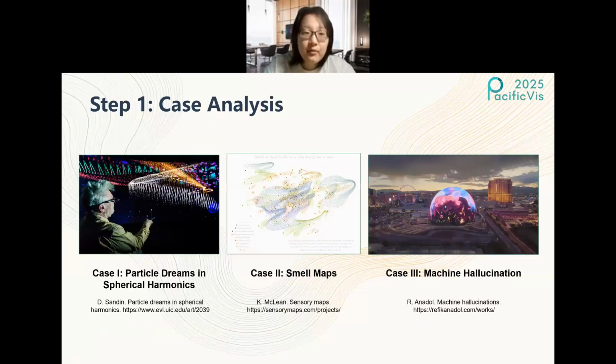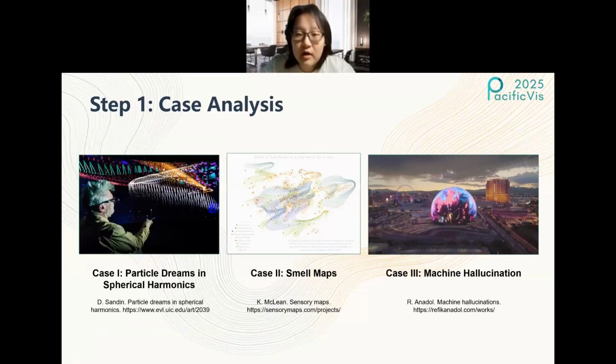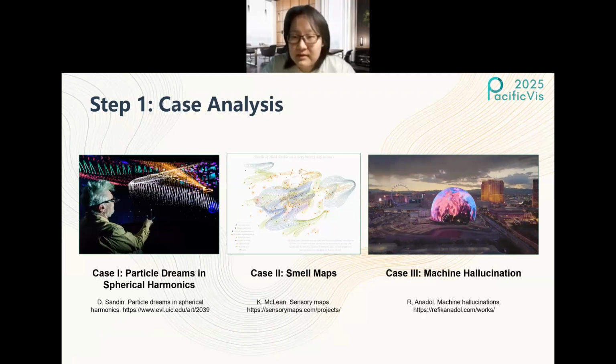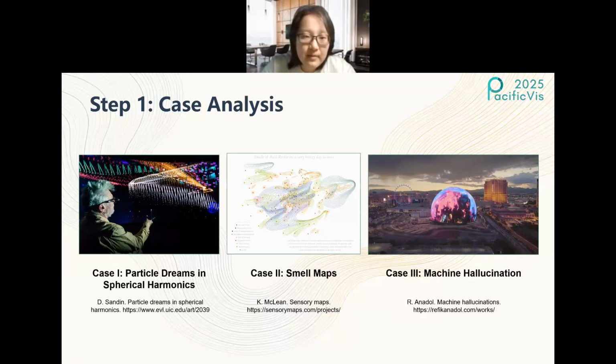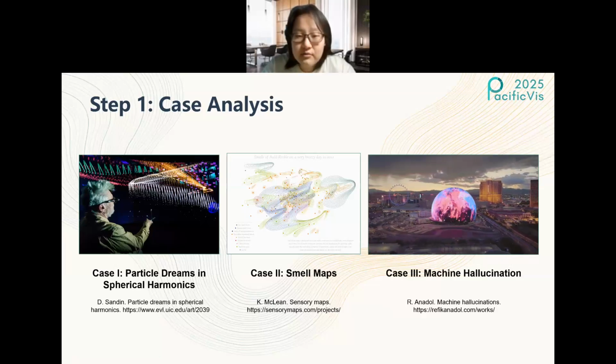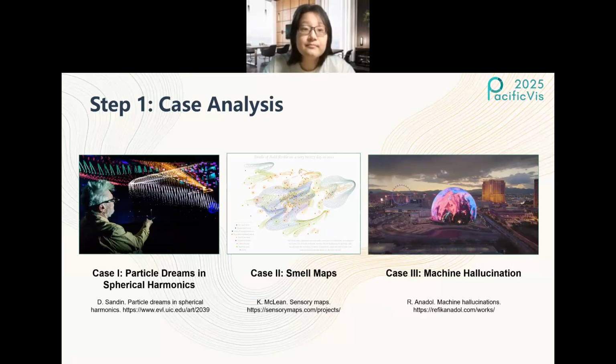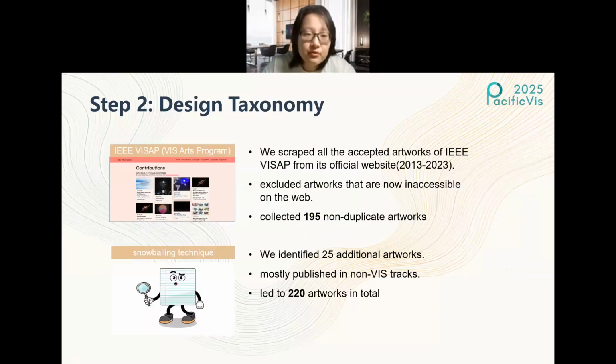To begin with, we present case analysis on 3 representative artworks, including Dan Sadin's VR art, Kat McLean's smell maps that visualize people's subjective feelings about smells in cities, as well as Rafik Anadol's machine hallucination, a series of artworks that incorporate machine learning in the creative process, to derive a more systematic understanding of such art practice.